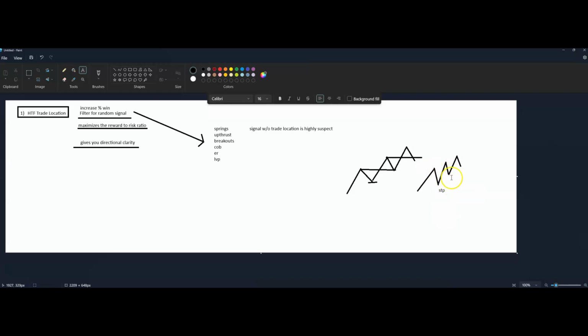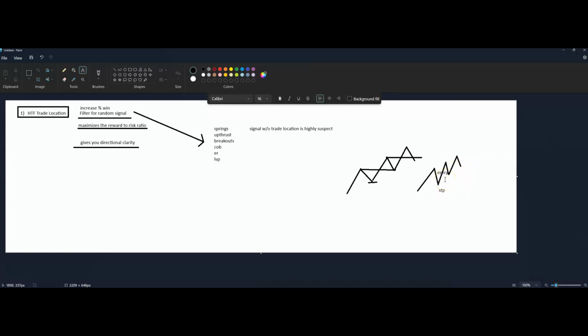If you're doing pullbacks, you're going to enter somewhere around here or here on the breakout. That's what this is going to do. It's going to make you buy the breakout or the pullback. So you enter somewhere around here or wherever it is, and put your stop here. But we know that trading is far more challenging.